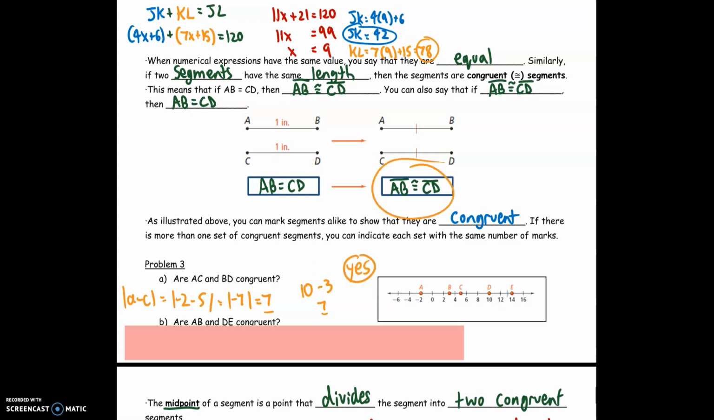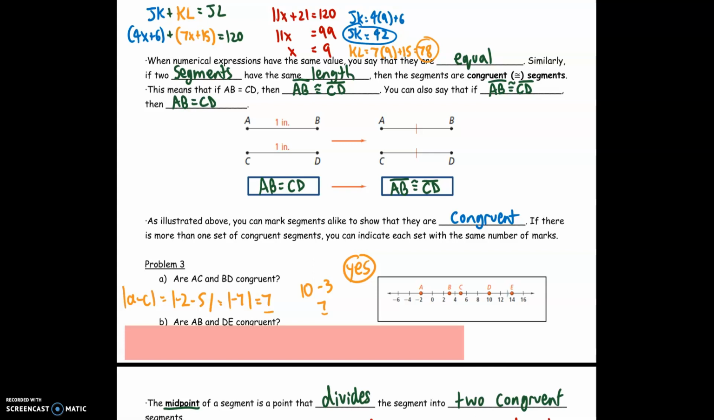Again, we would use marking like this. That congruency sign is like an equal sign with a little squiggly thing over the top. But yeah, I know they're congruent because those lengths, again, are equal. So lengths are equal. Segments, however, are not equal. We call those congruent. Trying that same thing with the next two segments, AB and DE.